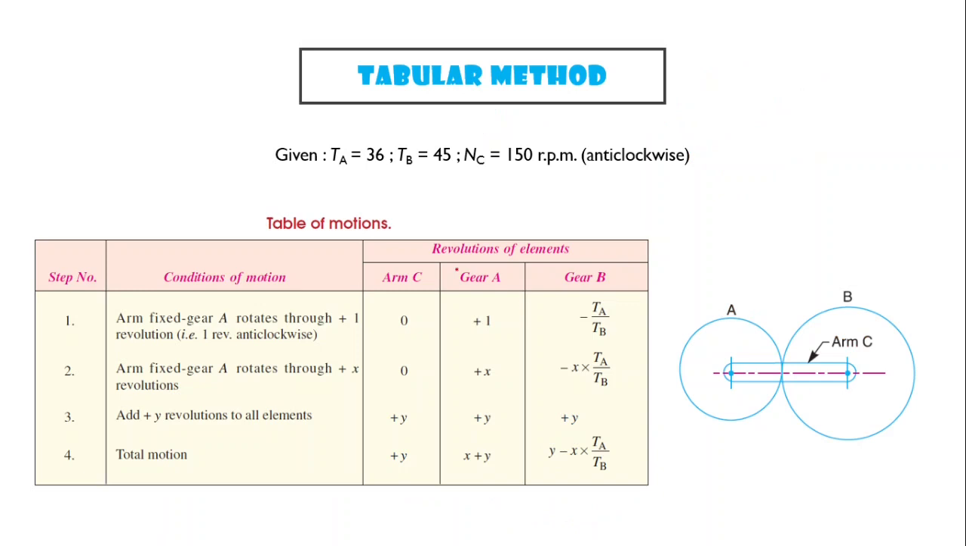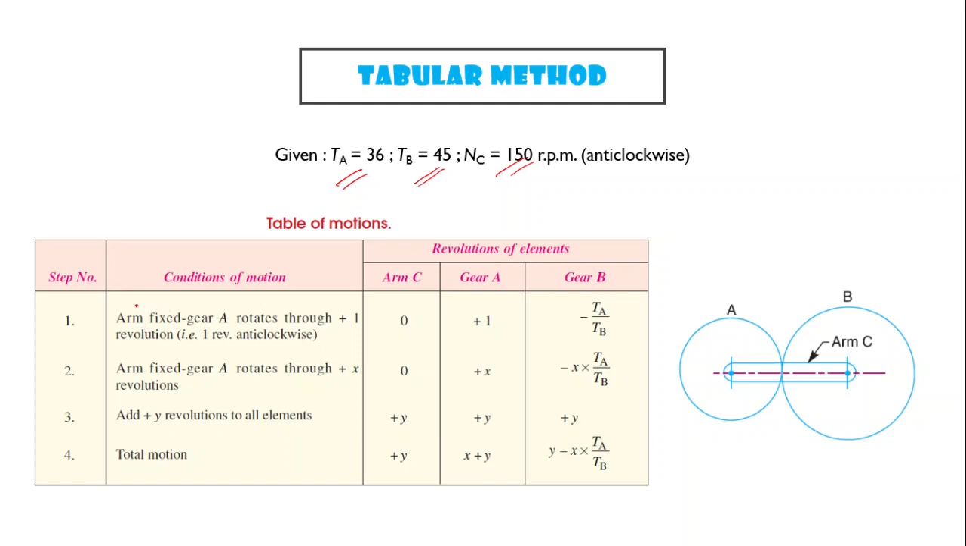Here is the tabular method, in which first we construct the table of motions. Given TA is equal to 36, TB is equal to 45, the number of teeth on gears A and B respectively. Then NC is equal to 150 rpm in the anti-clockwise direction. First we have to prepare the table of motions. Here there are four rows, in which the first row represents the first condition of motion.